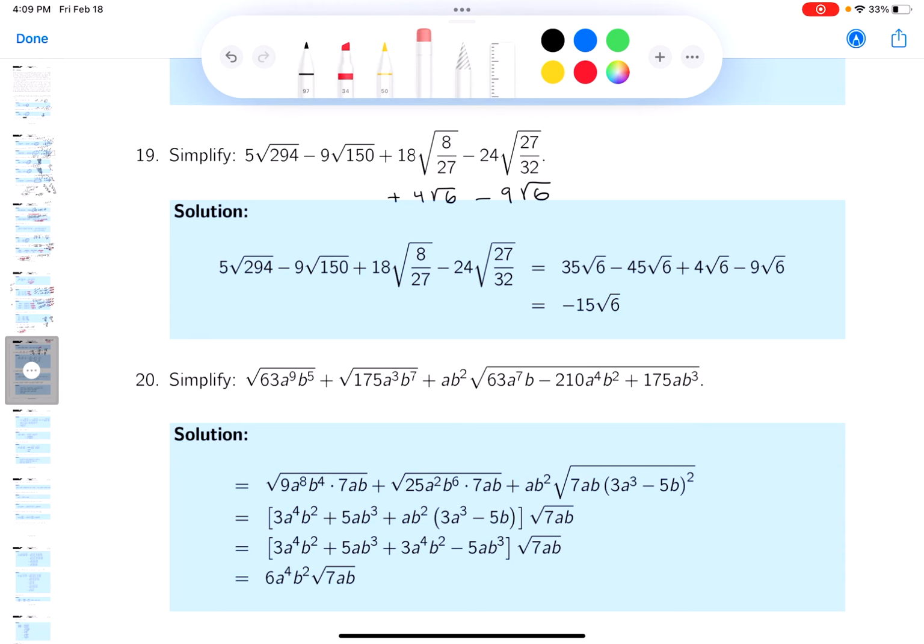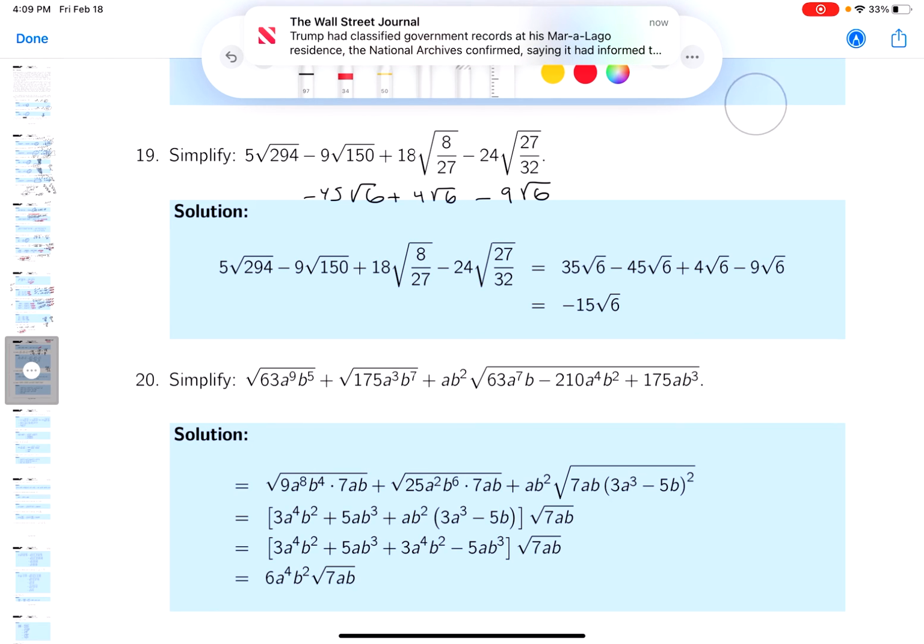I'm looking at the 150, and I'm thinking 25 is in there, right? So I'll write this over here, 150, and I'm seeing that really as 25 times 6. And that's going to be 5 root 6. But I'm multiplying by 9, so it's going to be minus 45 root 6. All right, that's done.